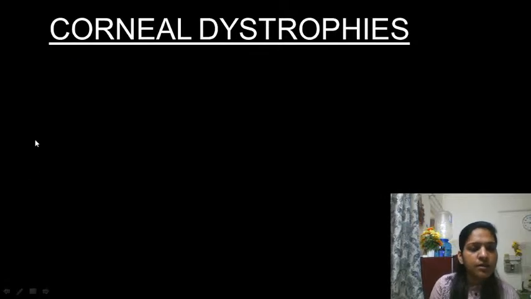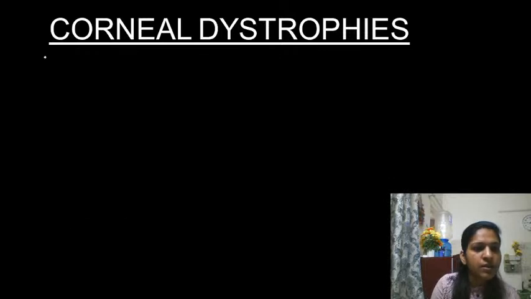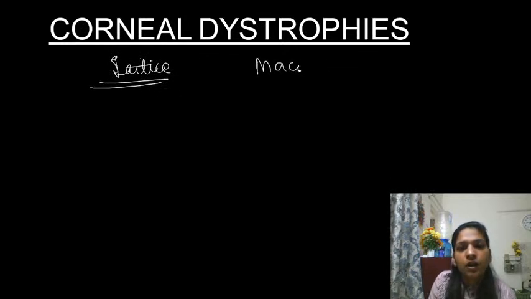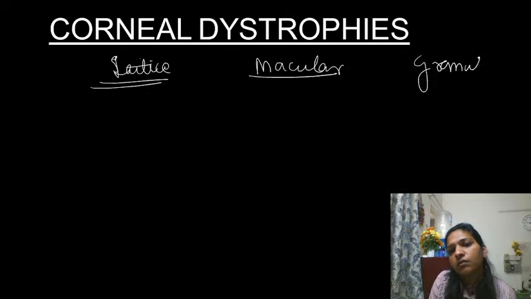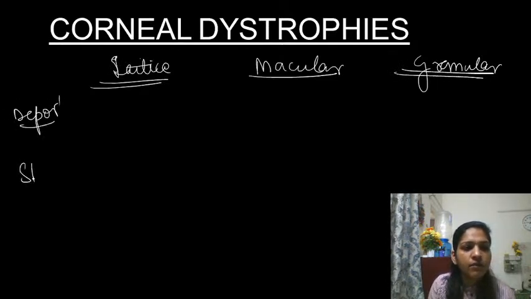Now we'll discuss some details about three dystrophies. Okay, these three dystrophies, I just want to tell you some details. First one is lattice, other is macular, third one is granular. Okay, so I'll just discuss the deposition in these dystrophies and the stain which is used to stain those depositions.